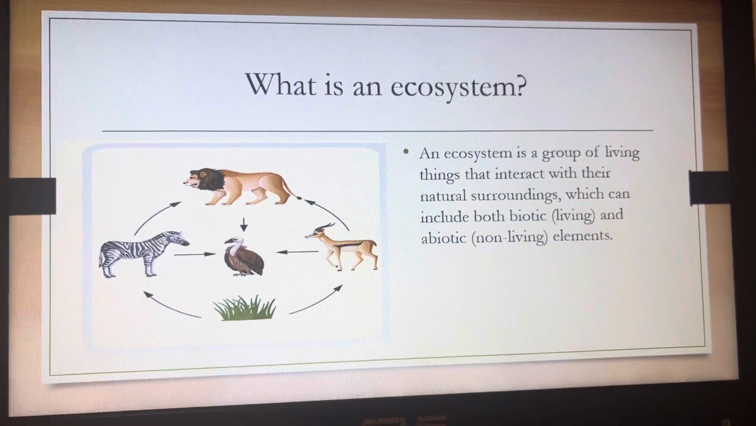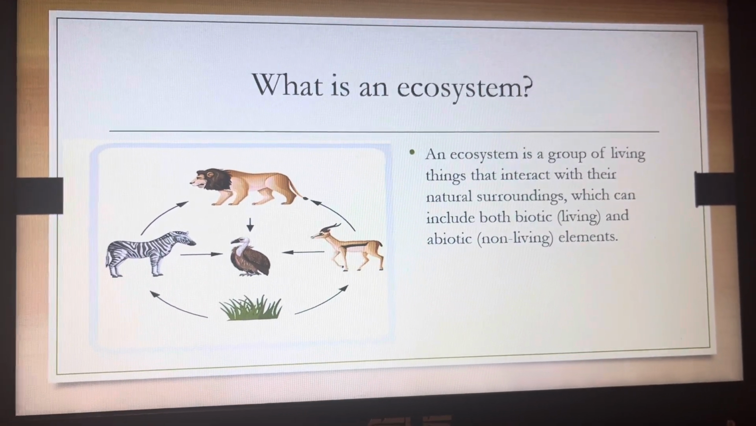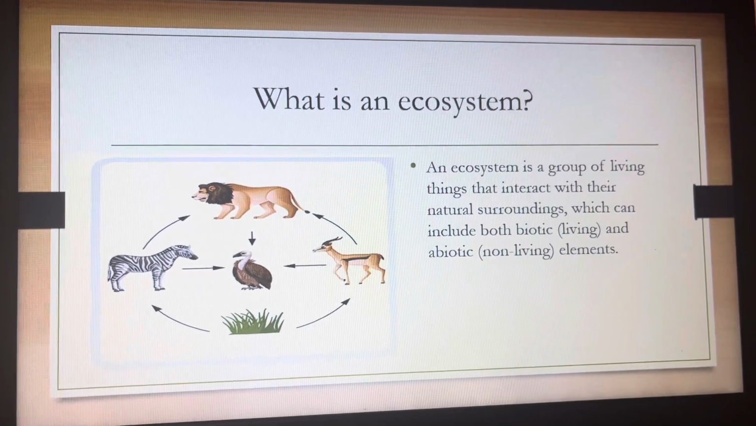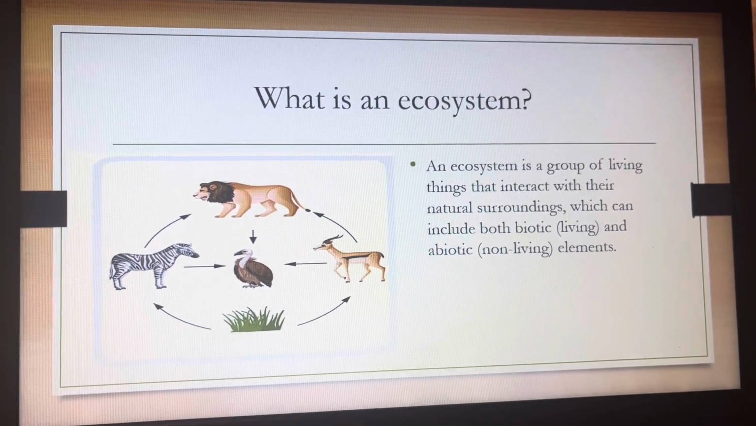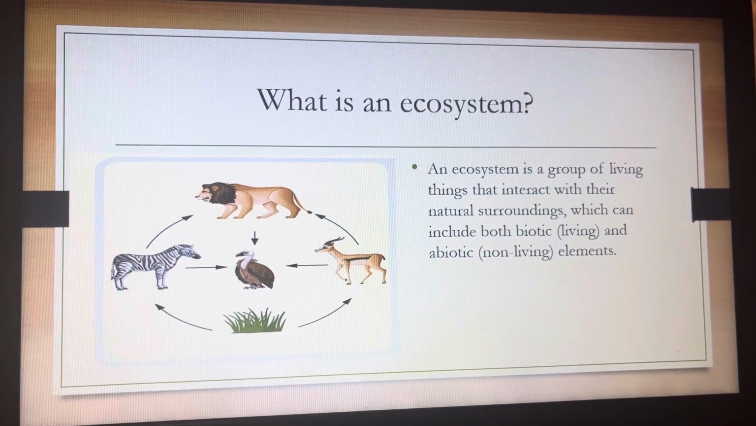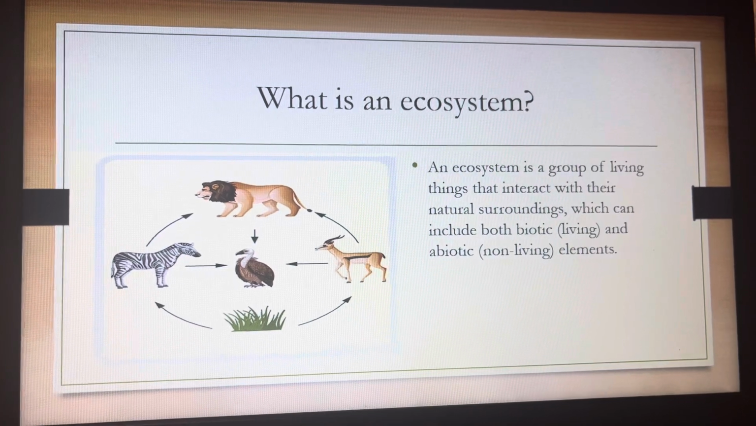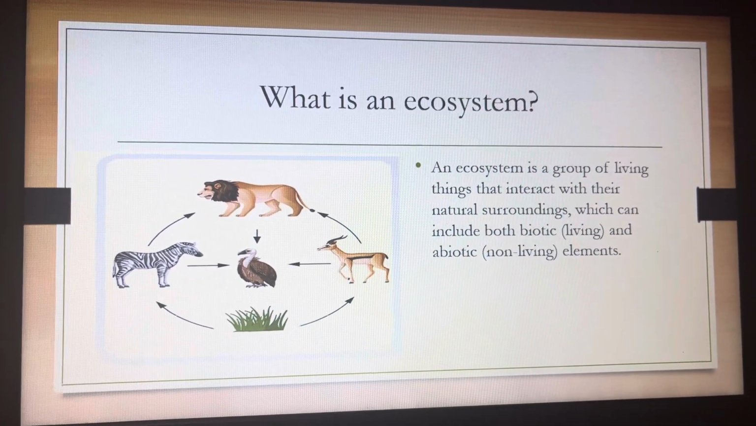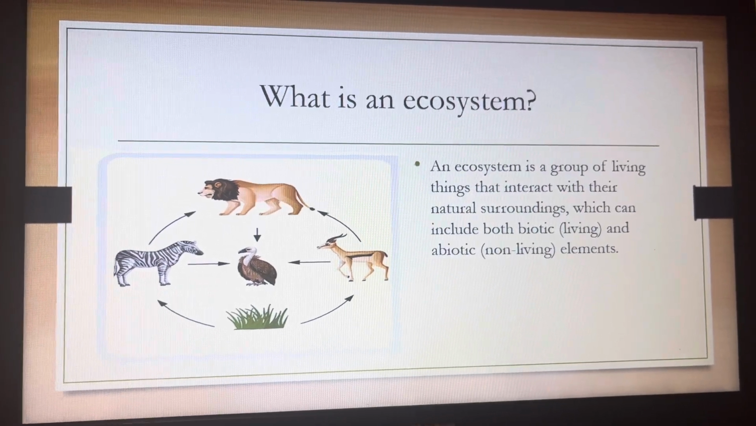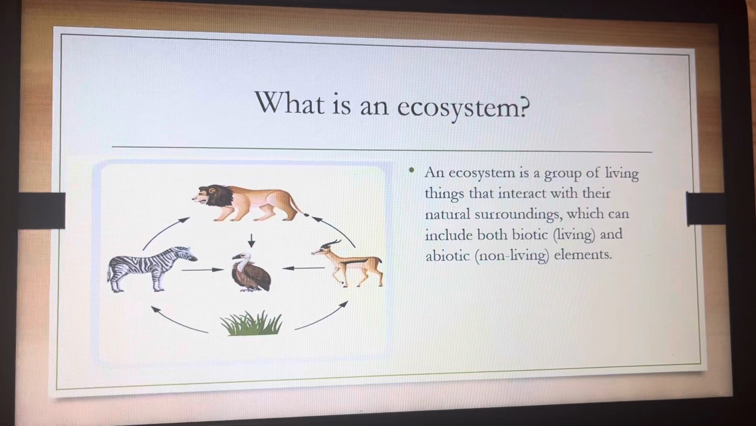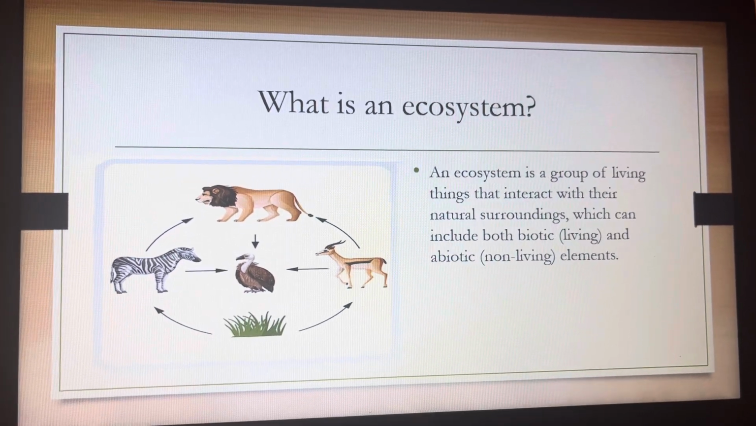So what is an ecosystem? An ecosystem is a group of living things that interact with their natural surroundings, which can include both biotic, which are living things, and abiotic, which are non-living things. So the students and I will get to have a discussion about what is biotic and abiotic, and they get to ask me questions and give their own examples.